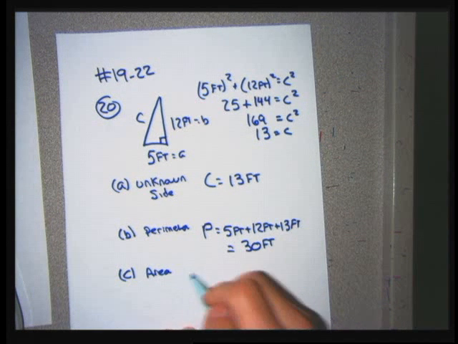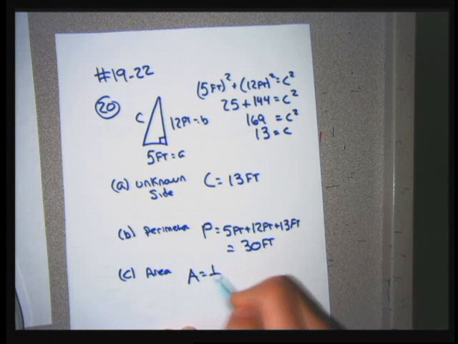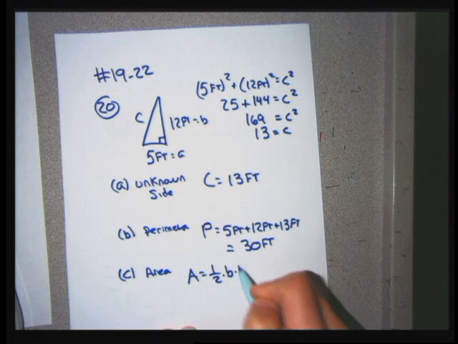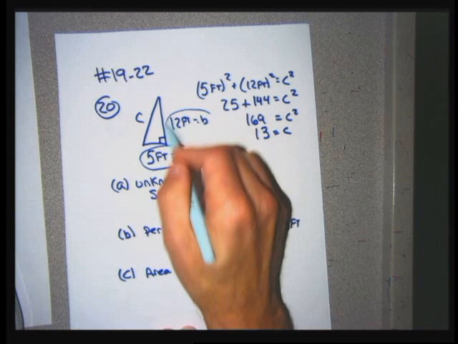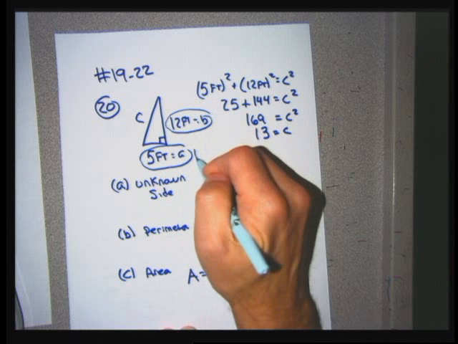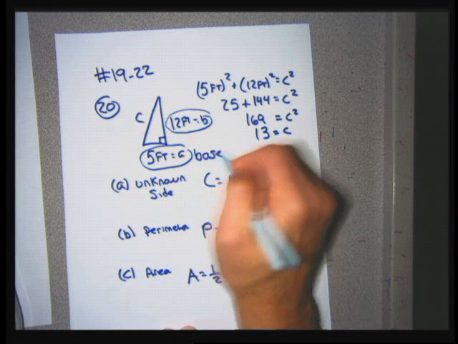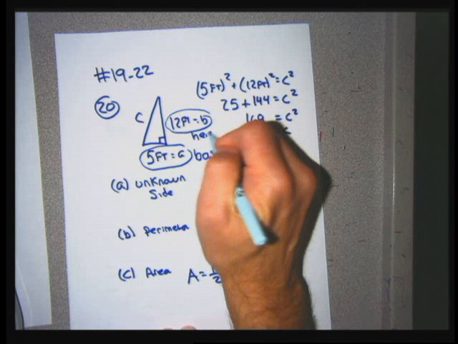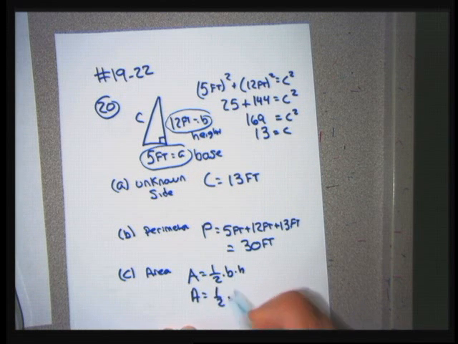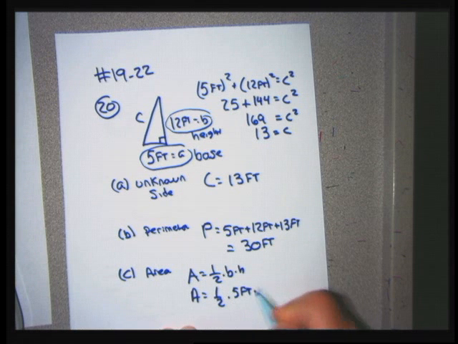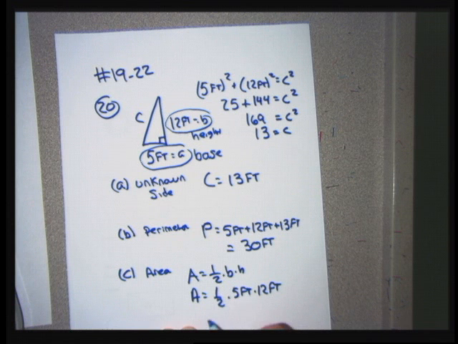And then the area is 1/2 times the base times the height. In this particular problem, the base and the height need to be the sides that hook up with the right angle. I'm going to call the 5 the base and the 12 the height. So when I do the area for this triangle, it's going to be 1/2 times 5 feet times 12 feet. And I can do that computation in my head. If you can't use your calculator, I'm going to get 30 square feet.